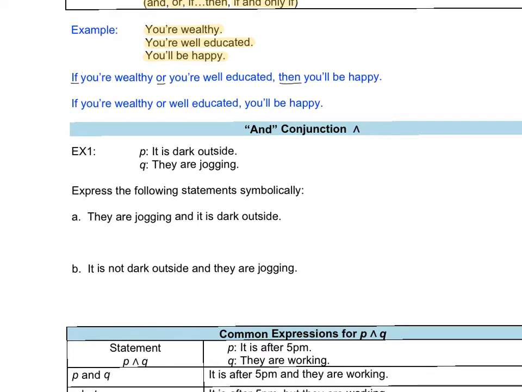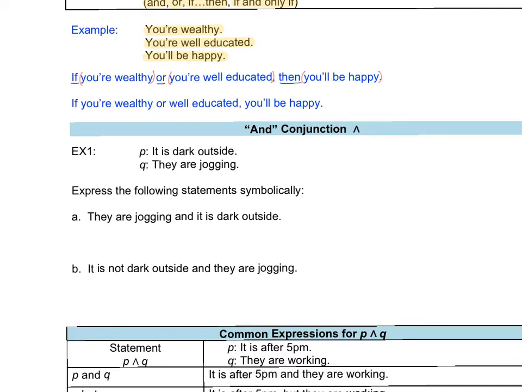And when I look at the statements that are left over, or you could look at them as between or on either side of the connectives, then these would be my simple statements. You're wealthy, you're well educated, you'll be happy. So if you're given a compound statement in English words, what you want to do is look at where the connectives are, ignore them, and look at what's left over. And that should be your simple statements.